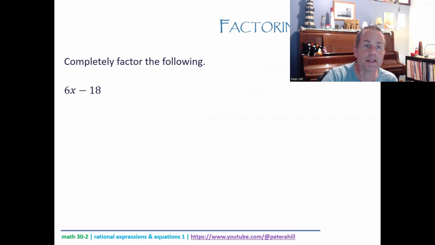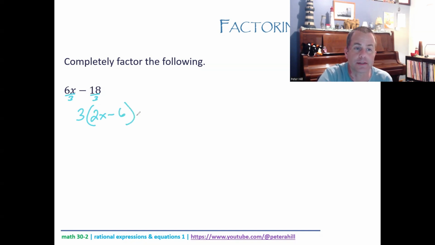So I might look at this and say, well, what is common to both 6 and 18? I know a 3 is common to both 6 and 18. So I'm going to pull out a 3. And what would I be left with when I divide both of those by 3? Well, 6 divided by 3 is 2, so that'll be 2x. And then 18 divided by 3 is 6, so that'll be negative 6. That's a great factoring question.